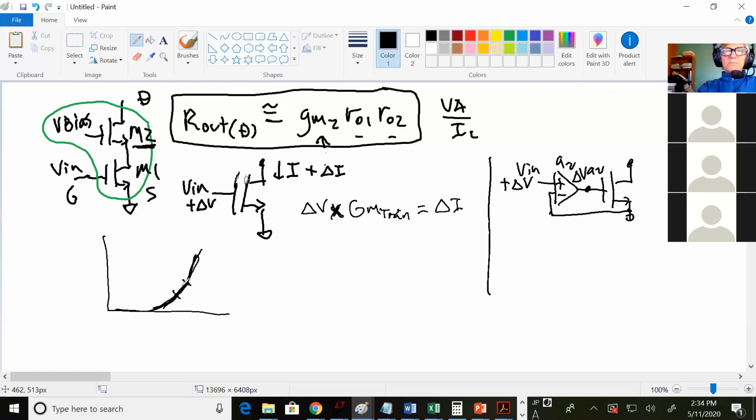So you have delta V times AV. Now remember, if we're in a small enough region here, however much your VGS changes is going to be multiplied by GM. So now the change in voltage at the gate of this transistor is not delta V anymore. It's delta V times AV. And if you multiply that by GM of the transistor, that gives you your new delta I.